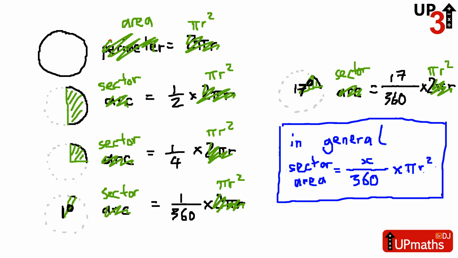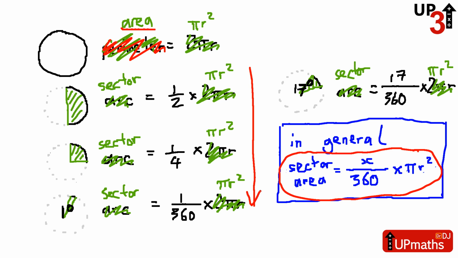I've scribbled out perimeter and I've written area everywhere. Can you see that? So then the final answer is to do with the area of a sector. And I mean, you can look through. Obviously we've changed 2 pi r to be pi r squared, but apart from that all the logic stays the same, and look, we've got a new equation. The area of a sector is x over 360 times pi r squared.